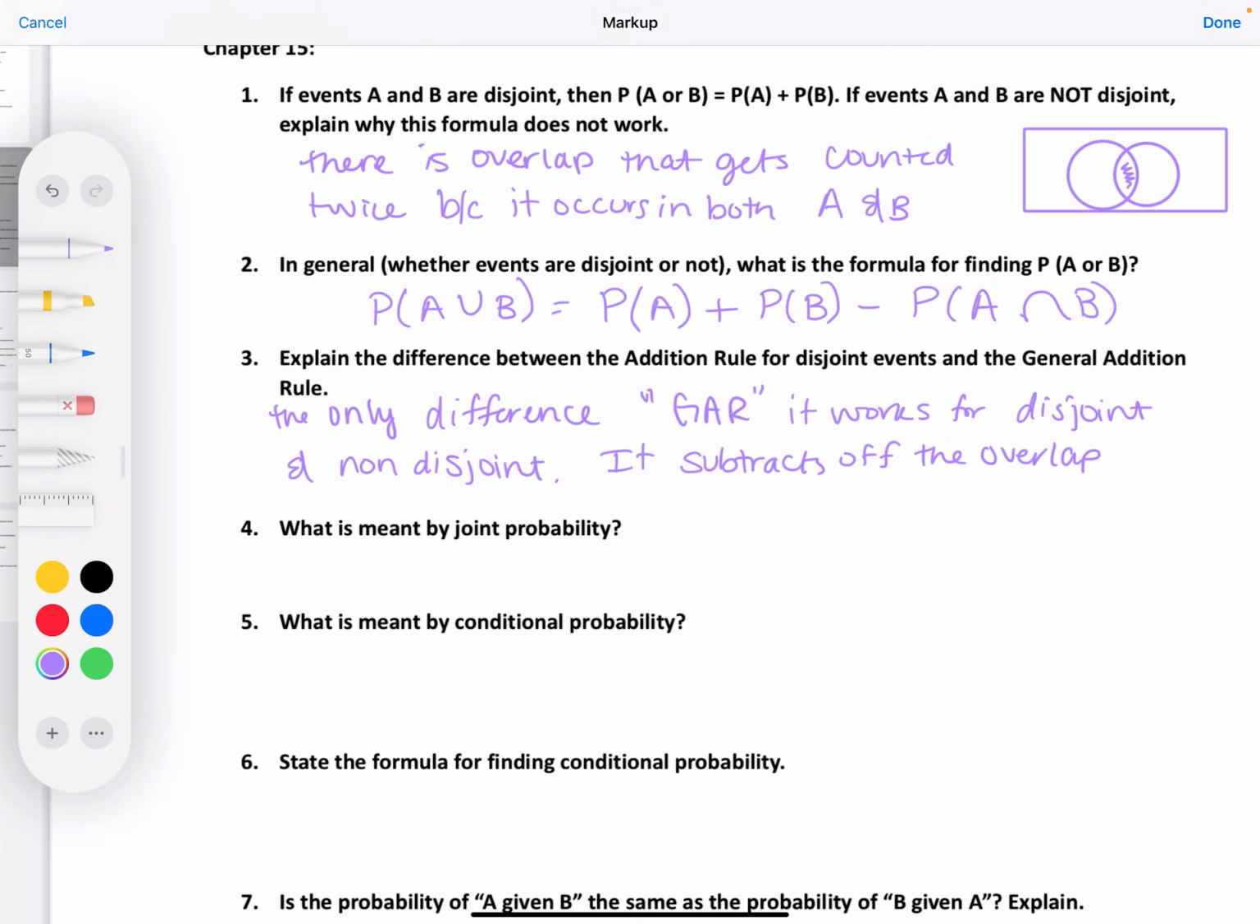What is meant by joint probability? Kind of the probability that two events are related. So not necessarily overlap, but kind of that concept.